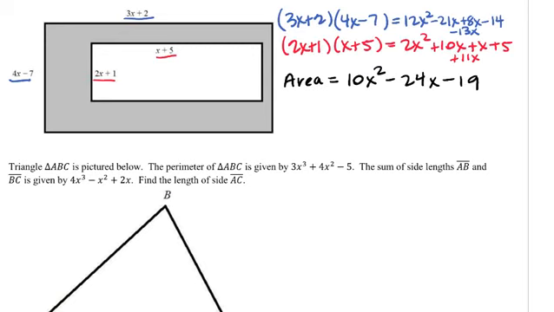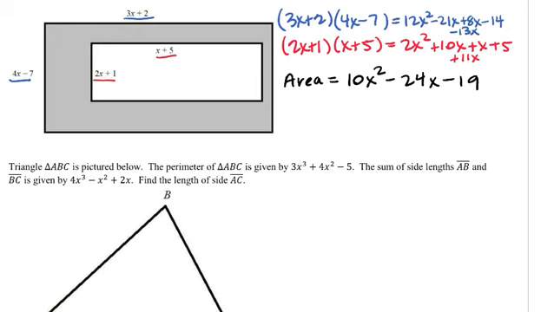All right, there you go. So what I did was, you see what I underlined in blue, that's the dimensions of the exterior rectangle. I found the area of the exterior rectangle. I found it to be 12x squared, negative 13x, and negative 14. And then I multiplied the dimensions of the interior rectangle to figure out what I was going to subtract away. I got 2x squared, 11x, and 5.